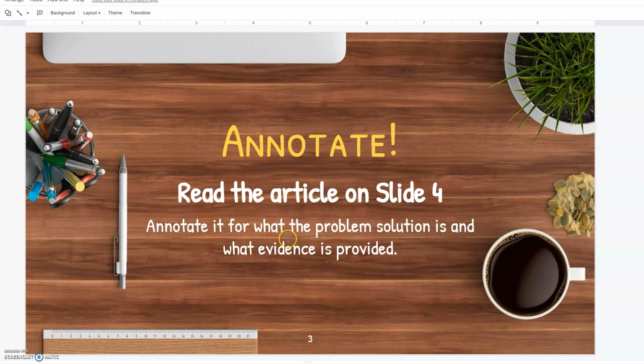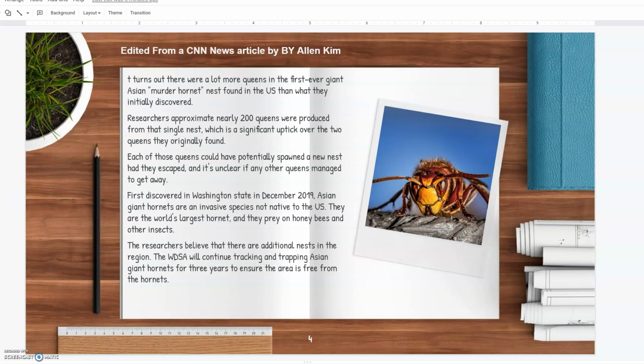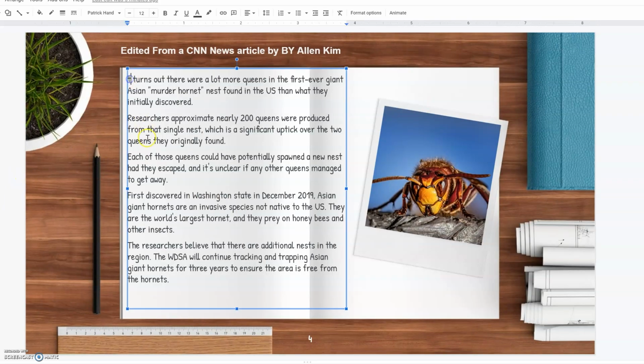We're going to read the article on slide 4, annotate it for what the problem solution is and what evidence is provided. Now, last time we were just trying to discover whether it was a problem solution text. This time we know it's a problem solution text, but we're going to look at the information within it and find those key details. So first off, fix that sentence.